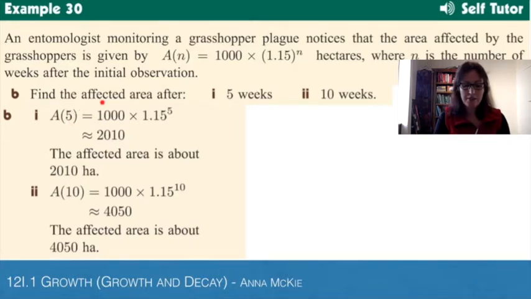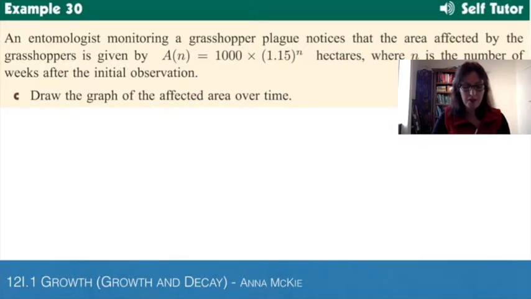As you can see there, substitute that 5 in where you saw the n, and the answer you get is approximately 2,010 hectares, and for 10 weeks, 4,050 hectares. Part C, we're asked to draw the graph of the affected area over time. So now, my advice is if you've got your calculators with you, I would graph it and create a visual picture of what it's going to be to help you out.